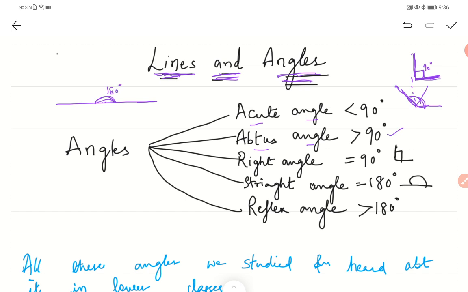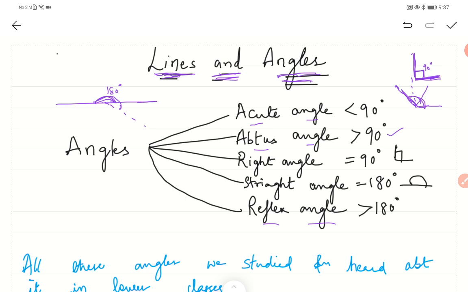If the angle formed is greater than 180 degrees, that is, it is coming on the other side, like this, so this is greater than 180 degrees, isn't it? So this is your reflex angle. You studied already about this. It's just refreshing your knowledge.